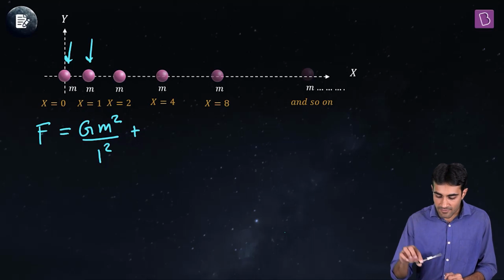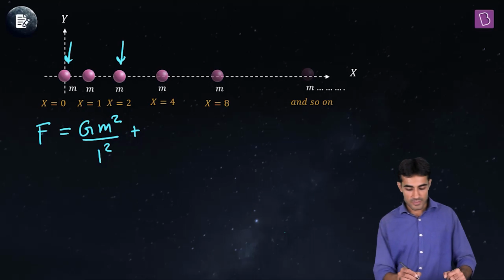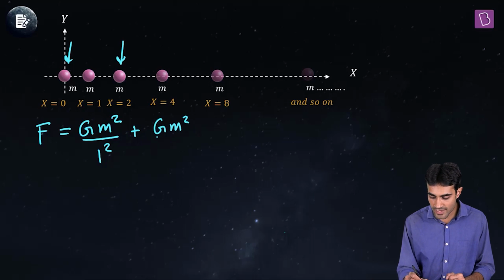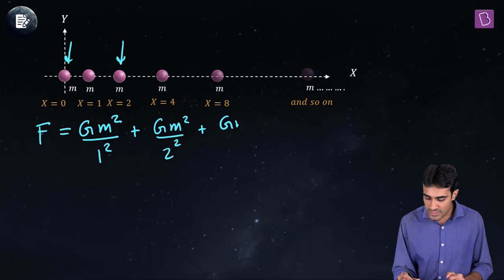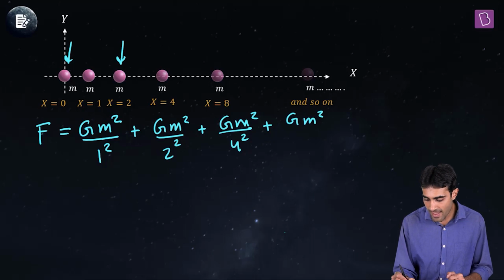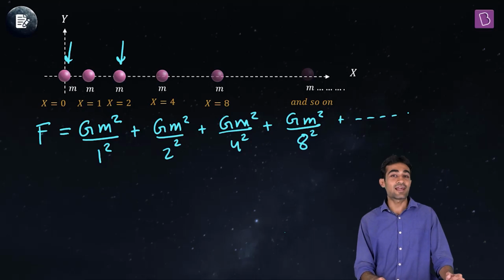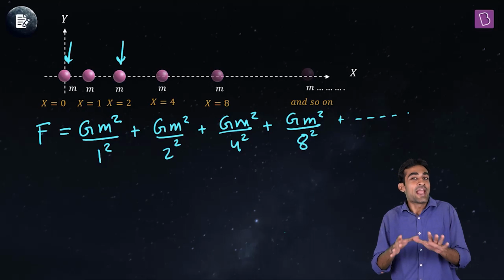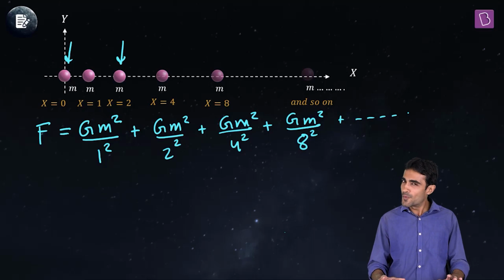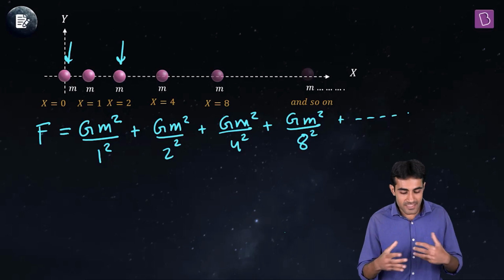Now we have the second pair, x equal to 0 and x equal to 2. So GM square divided by 2 square is the gravitational force. And then we have GM square by 4 square, then GM square by 8 square, and so on and on. Now you will say there are infinite masses. Yes, there are infinite masses. So won't there be infinite force? No, that's not necessary.